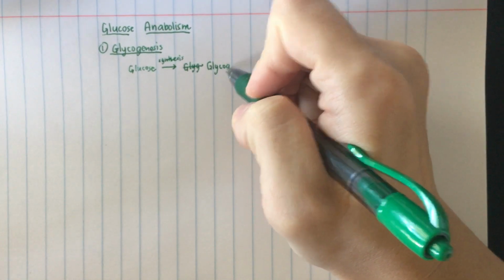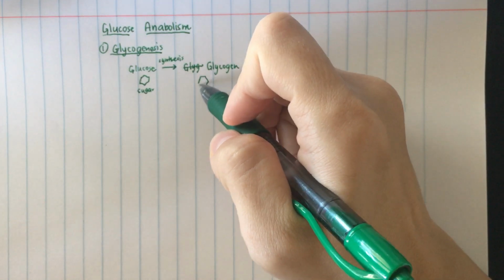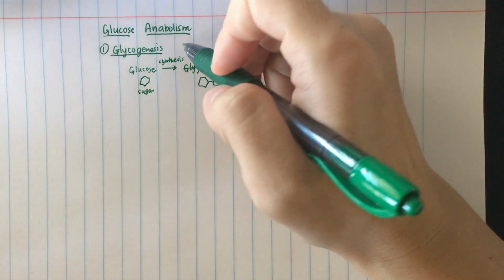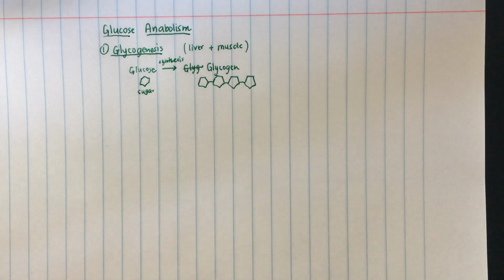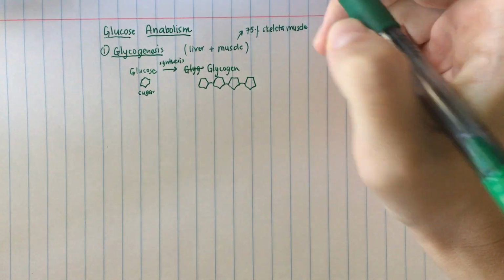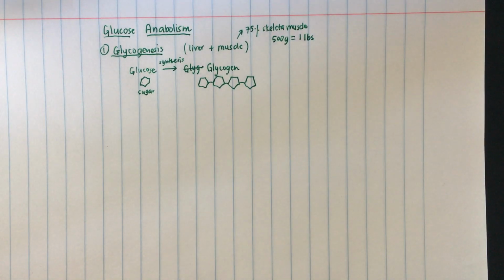Spell it correctly, glycogen. So glucose is one unit of sugar, and it is made into a polysaccharide polymer through a series of chemical reactions. That is performed by the liver cells called hepatocytes and the muscle cells called myocytes or muscle fibers. Glycogenesis happens when we eat glucose and we're not using it immediately for energy, so it can be used to make glycogen. Roughly 75% of all of the glycogen is stored in skeletal muscle. That's approximately 500 grams, which is equivalent to 1 pound of glycogen in the body.